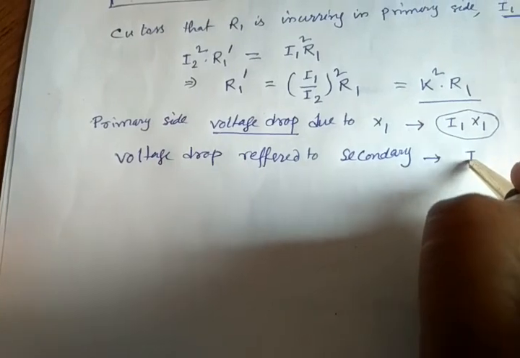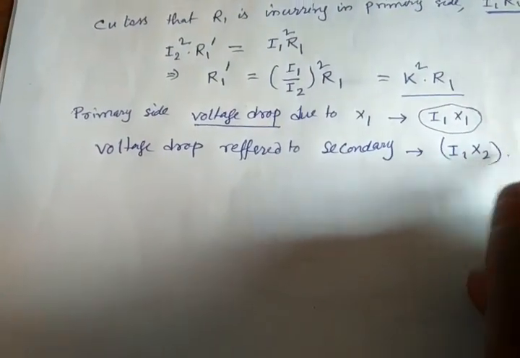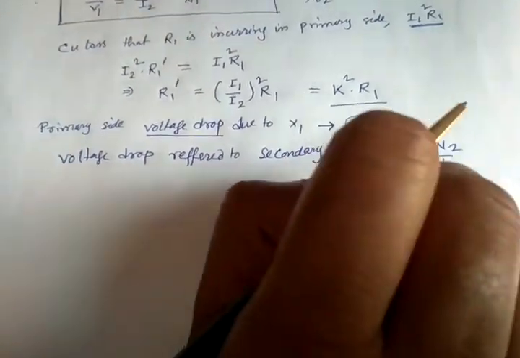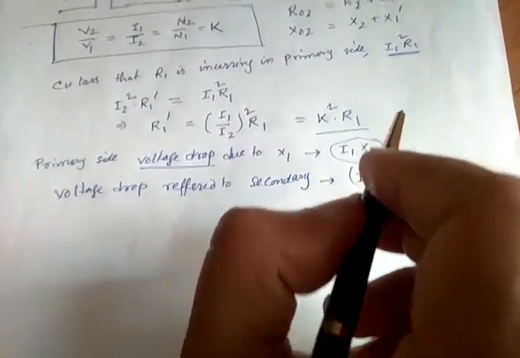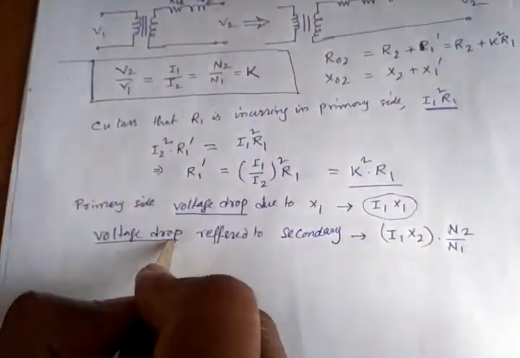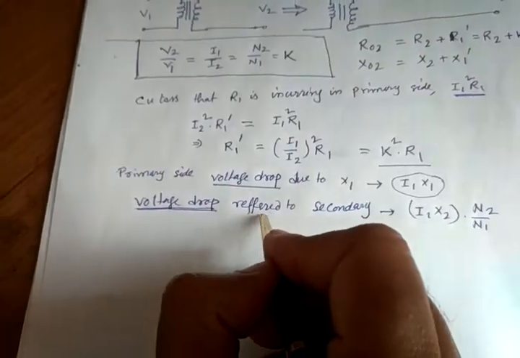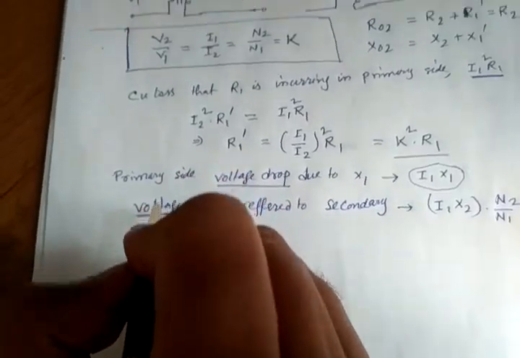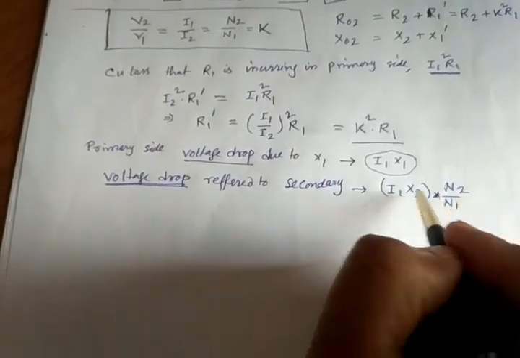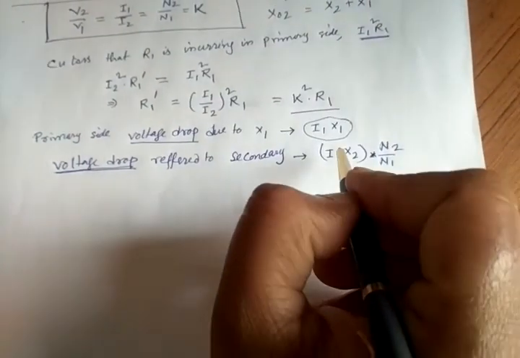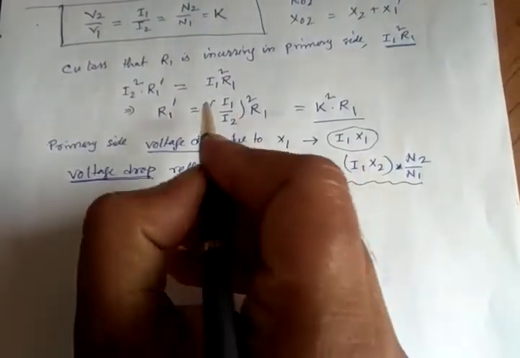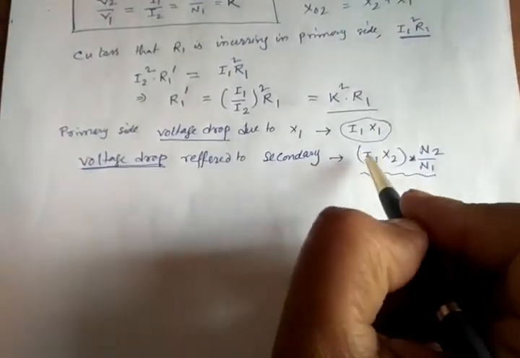This value will be multiplied by the ratio of the number of turns, that is N2 by N1, or we can say K. As we know, V2 by V1 is K, that is the voltage is K times more in the secondary. This is a voltage drop, similar to a voltage. When we take it to the secondary, this value will be multiplied by the turn ratio. As we already know, the voltage is proportional to the turns, so voltage will be either increased or decreased depending on the turn ratio. So the same primary voltage drop, when we bring it to the secondary, becomes this.